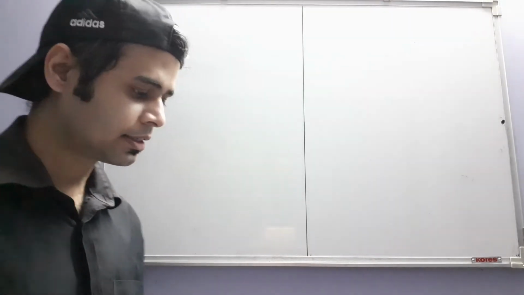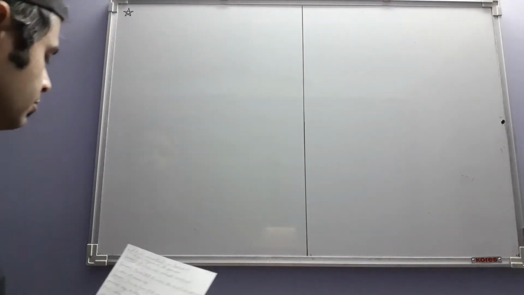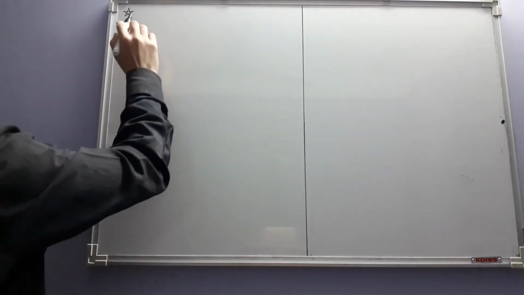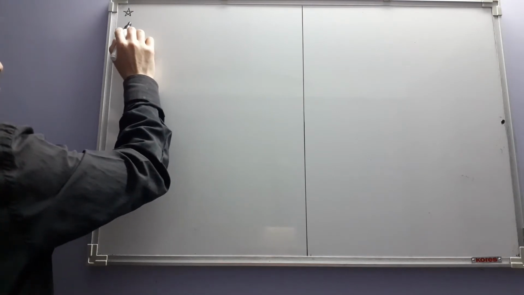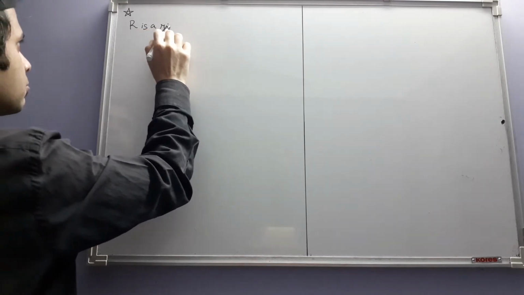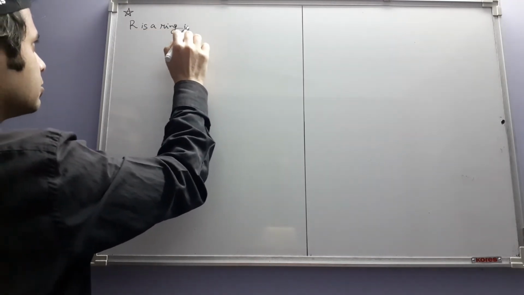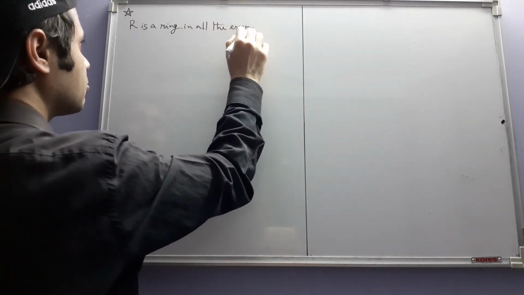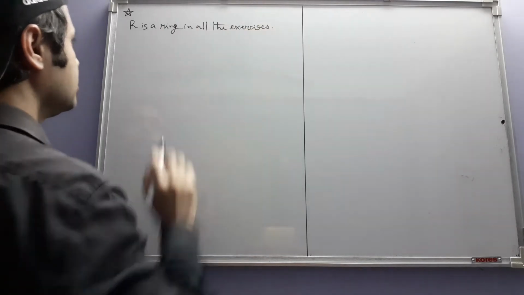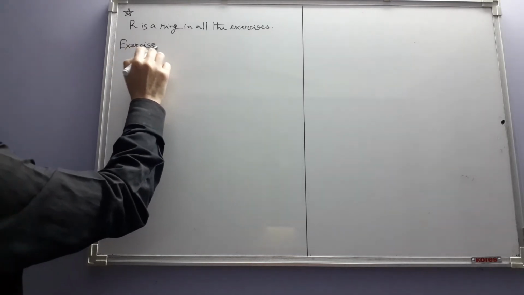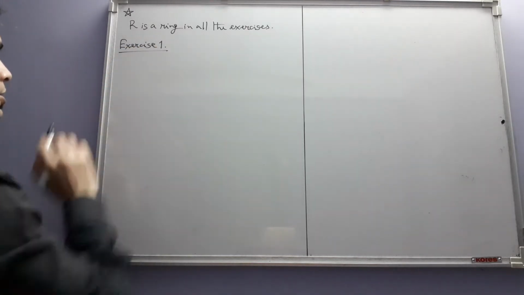So let us start solving the exercise problems. In all our problems, R is a ring, as we mentioned in the beginning itself. R is a ring in all the exercises. So this is the first one.